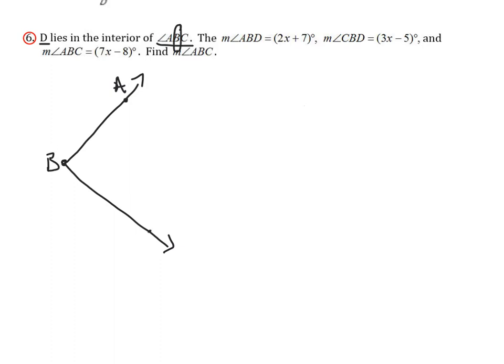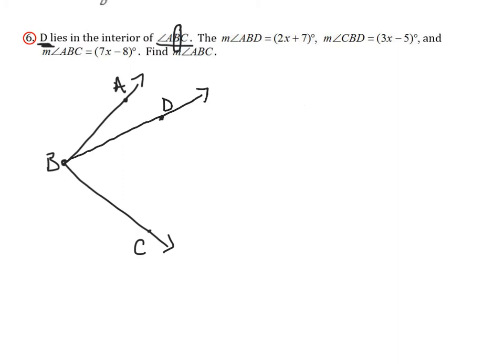C. Then they go on to tell me that D lies somewhere in the interior, whether it's up here or down here or maybe somewhere in the middle. I'm not really sure, but you can just place it wherever you want. Doesn't really matter. Then I want to draw out my other ray to complete my angle. So we have D up here, and then we have ray BD.